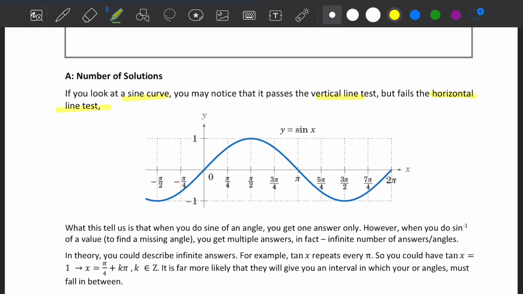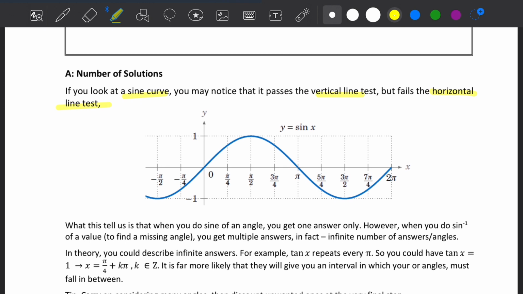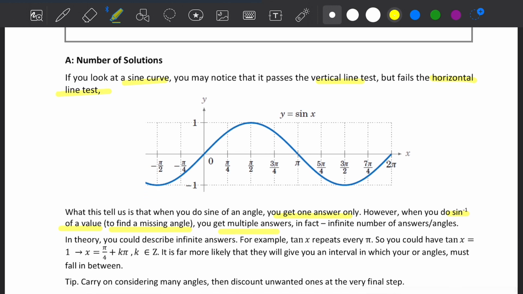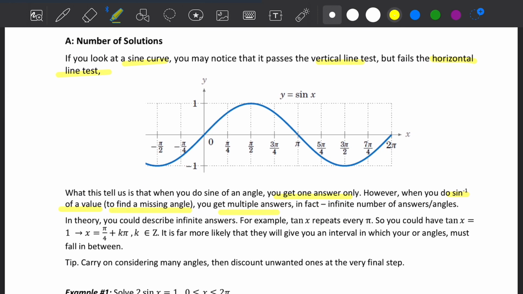What this tells us is that when you do sine of an angle, you get one answer only. However, when you do inverse sine of a value to find the missing angle, you get multiple answers. In fact, an infinite number of angles are possible. So in theory, you could describe infinite answers.